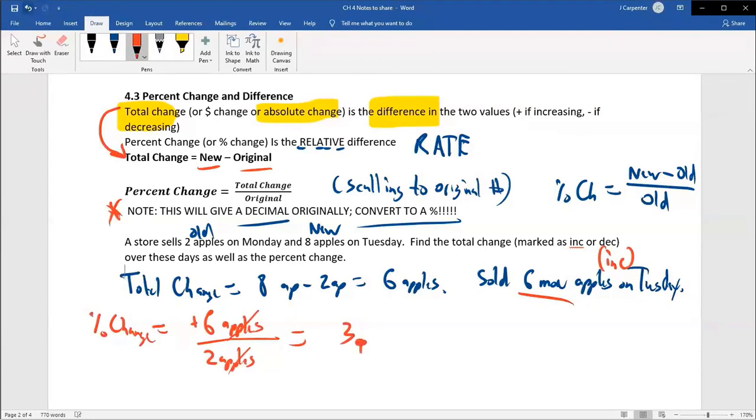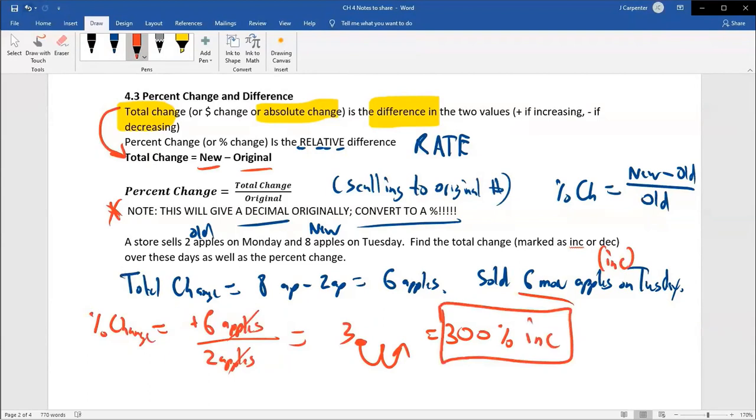This is a decimal that we then move its decimal right twice to convert it to a percent, or set 3 over 1 equal to blank over 100, cross multiply and solve, and you get the same thing. So this was a 300% increase from Monday to Tuesday. That is significant. A 300% increase in sales of anything is absolutely significant.